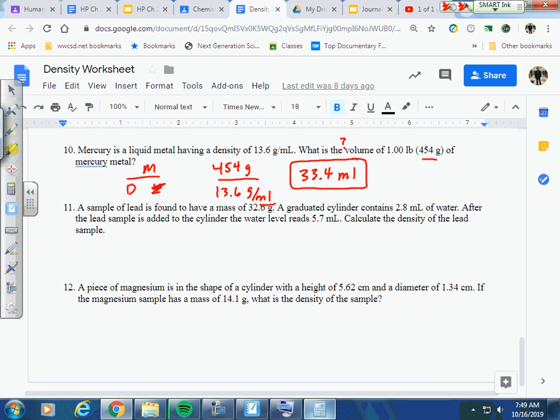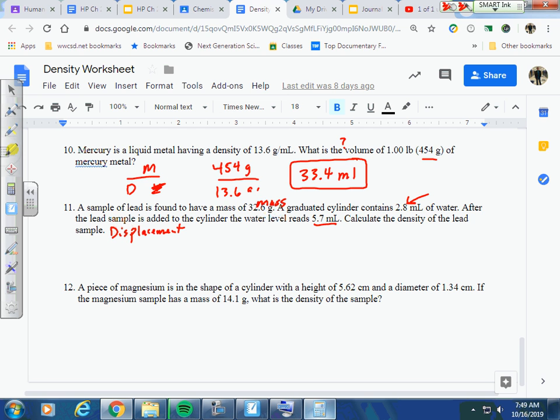Number 11, a sample of lead. So this is a displacement problem. So we have, what is that, 32.6 grams. That's going to be the mass. And we have a graduated cylinder. We put 2.8 milliliters. Me personally, I would like to put it into some kind of regular number of milliliters because it's up to us how much we add. I would maybe make it like 5 so it's easy to read, exactly 5. After the lead sample is added, it goes up to 5.7.